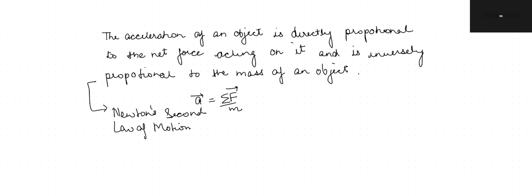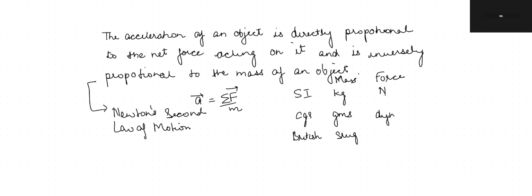Okay. And the unit for mass in the SI system is the kilogram, in CGS it is grams, and in the British system it is the slug. Whereas for force it is newtons, and this is dyne, and this is pound. Okay.